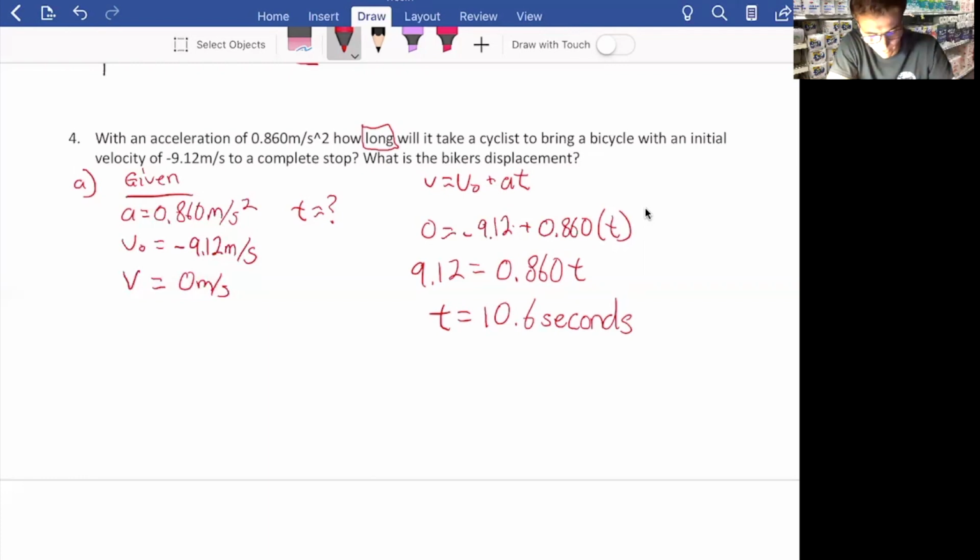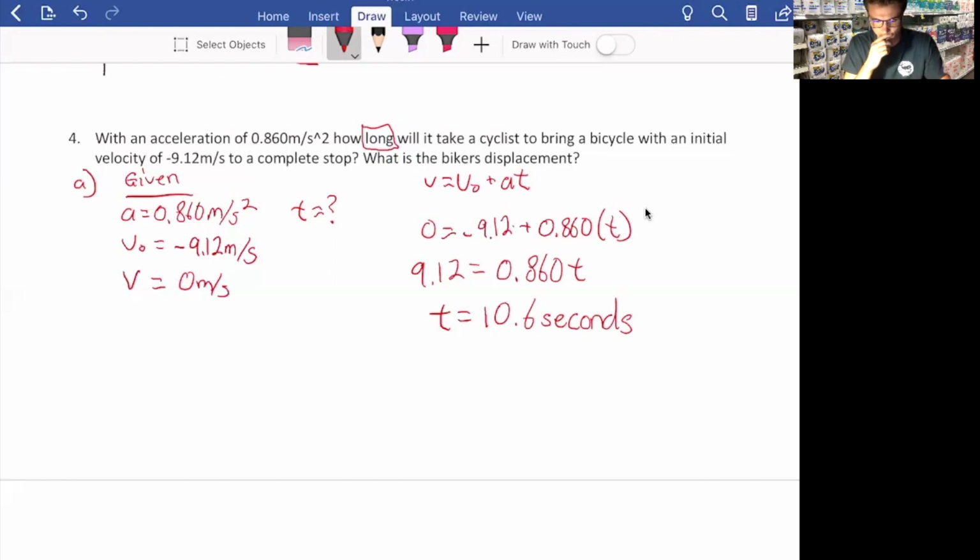Something to note here is we had a negative velocity. So what does that mean? Well, again, repeating myself, velocity is a vector. So all it's telling me is that our cyclist is going in the negative direction.